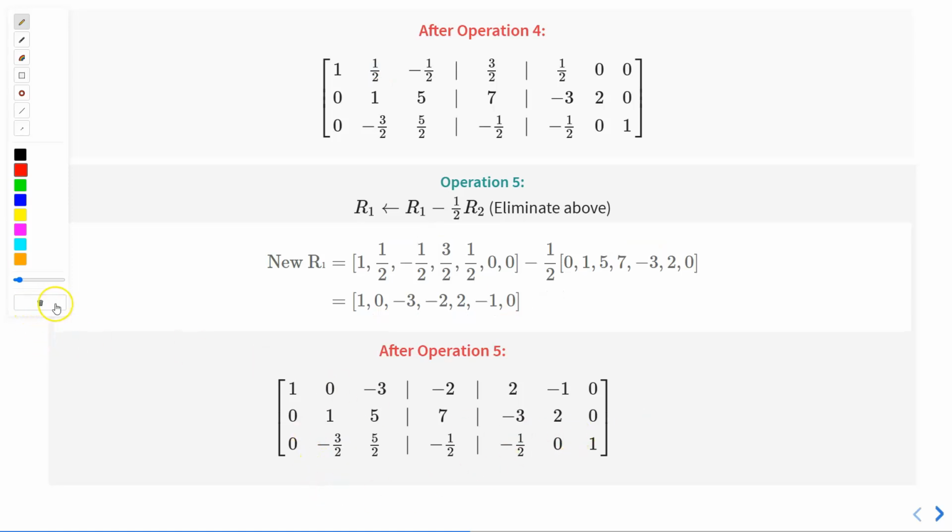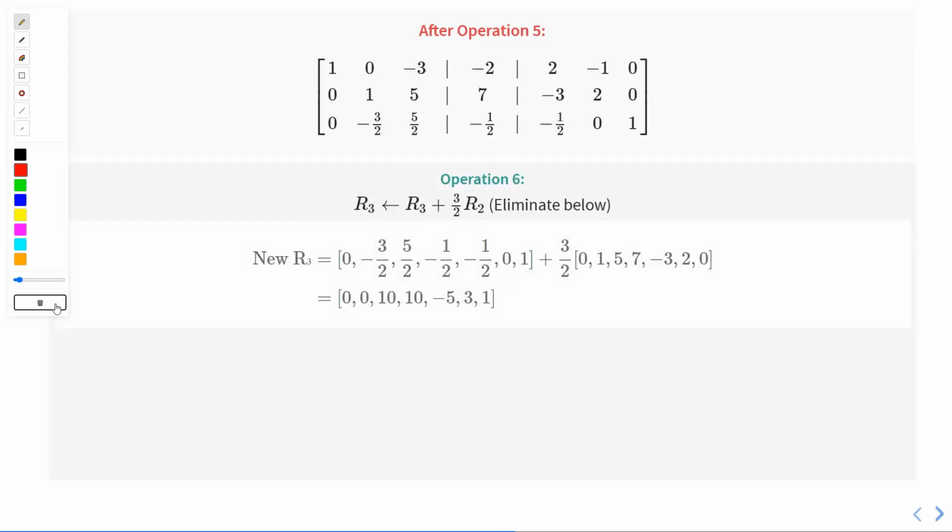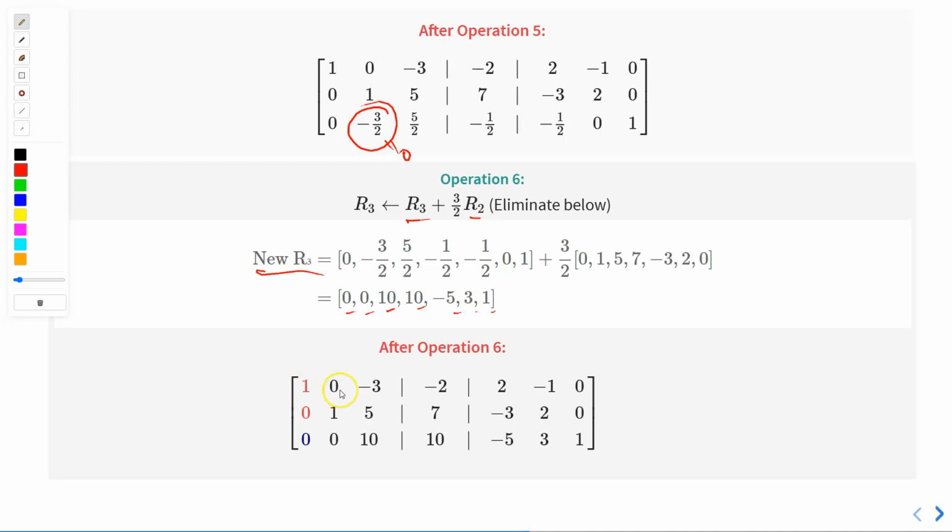So for that I'm going to do operation 5. So operation 5 is here: R3 plus 3 by 2 R2. If I add that, this element becomes 0. So for that I'm doing that operation. After doing R3 plus 3 by 2 R2, this becomes 0 0 1 10 10 minus 5 3 1. Now if I plug that R3 after operation 6, I'll get 1 0 minus 3 minus 2 2 minus 1 0 0 1 5 7 minus 3 2 0 0 0 10 10 minus 5 3 1.